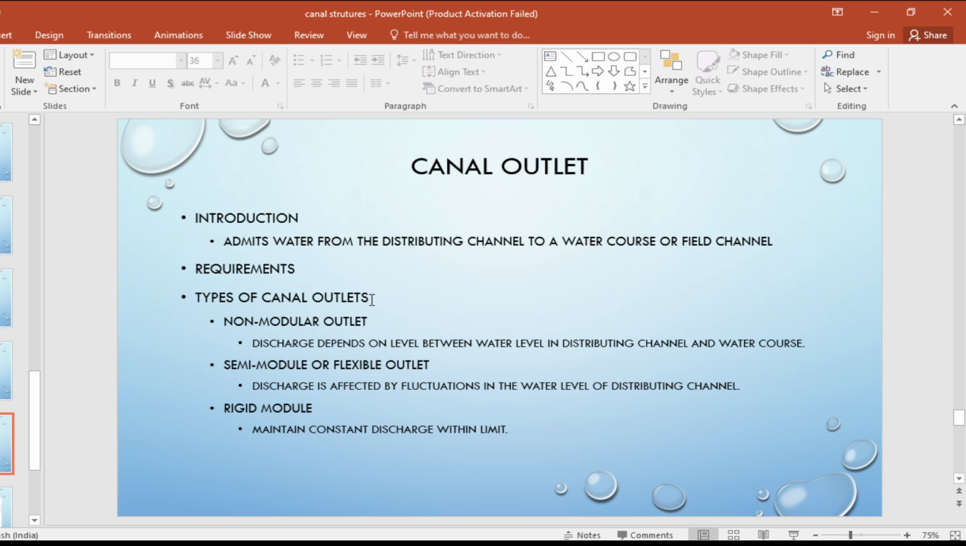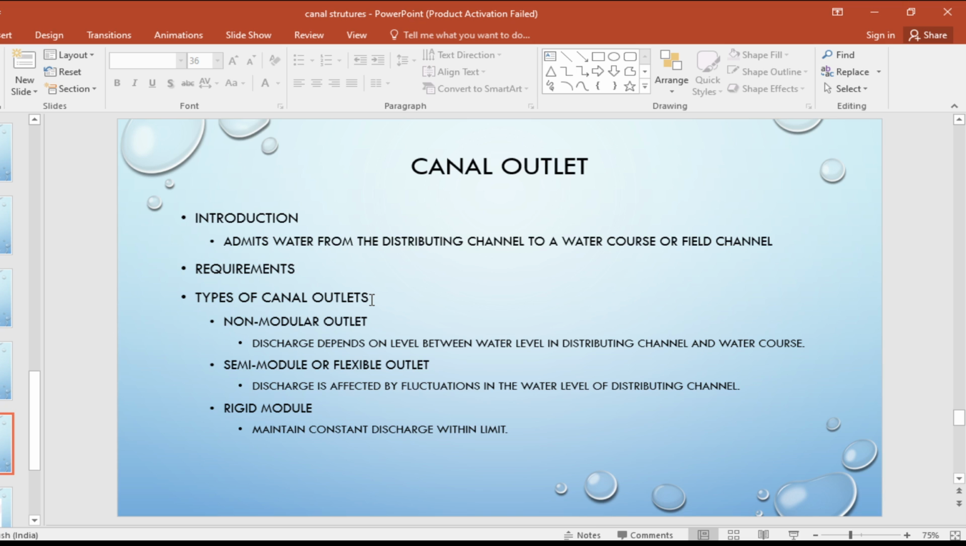Now, the types of canal outlet. Which are the types of canal outlet and how does it work? First, there are three types. First is non-modular outlet. Second is semi-module or flexible outlet. Third is rigid module outlet. Okay, we will see one by one what is non-modular, what is semi-module, and what is rigid module.